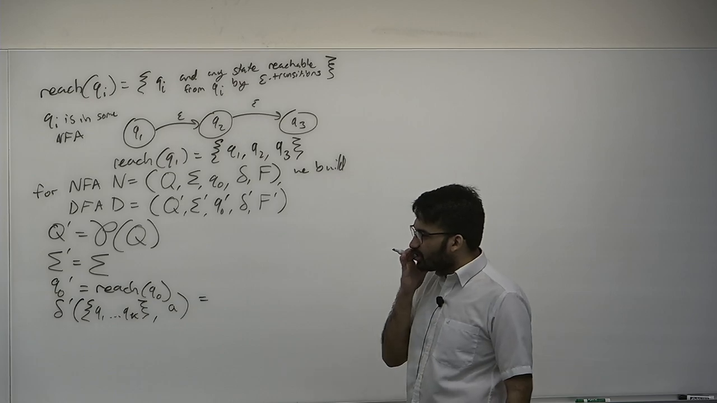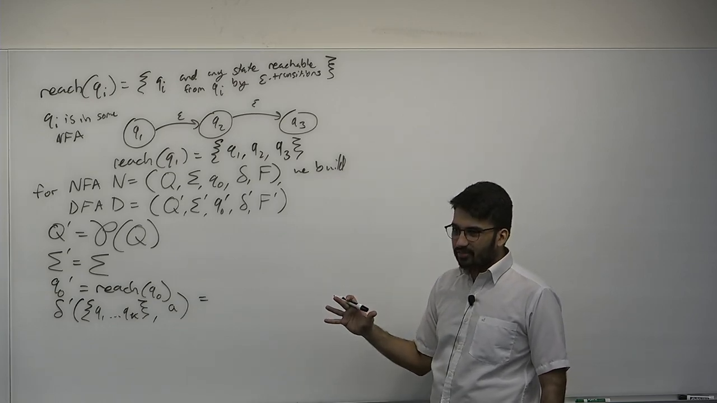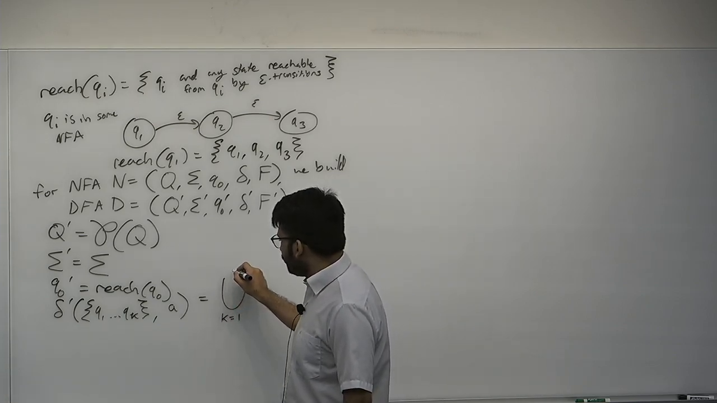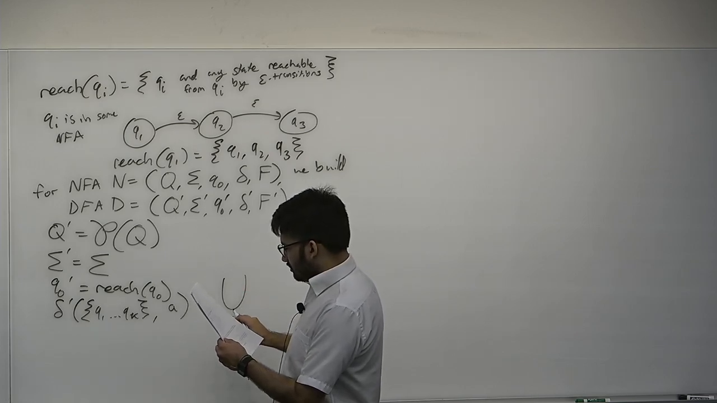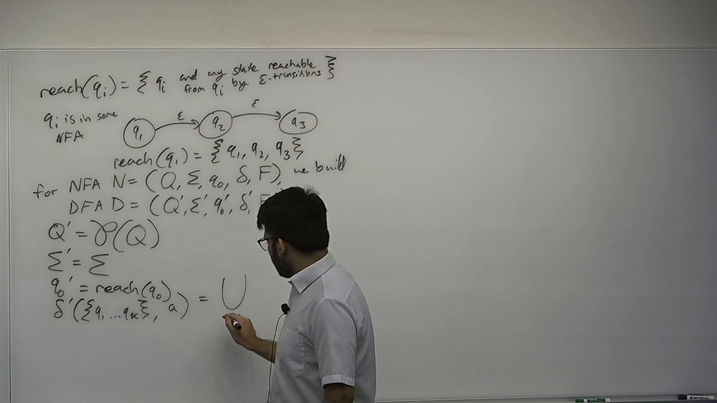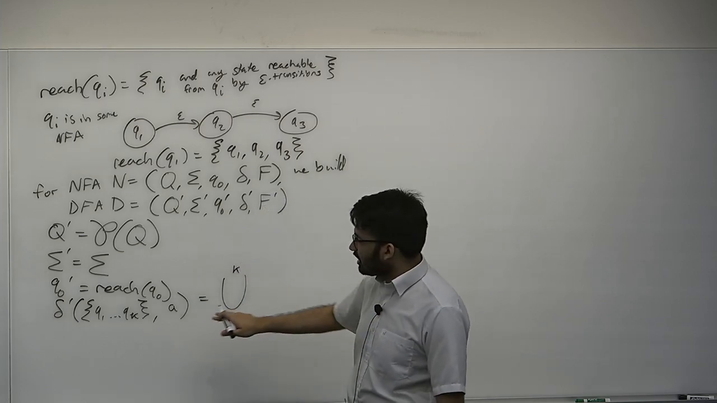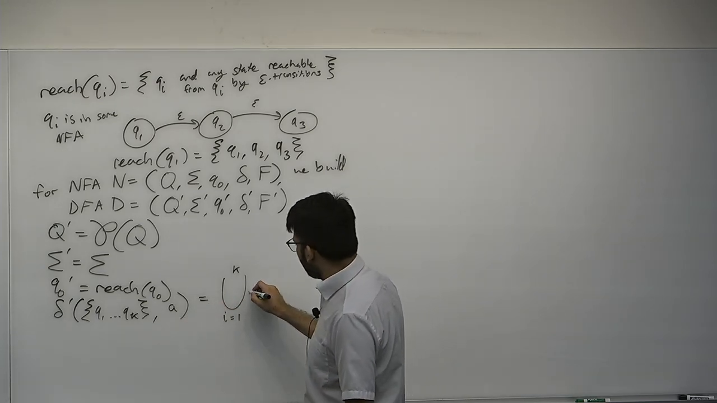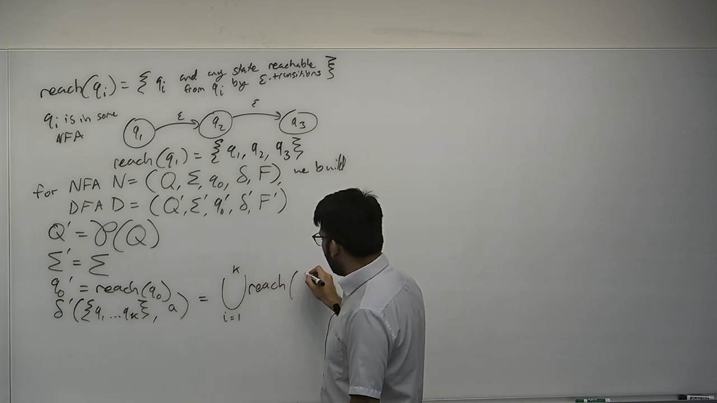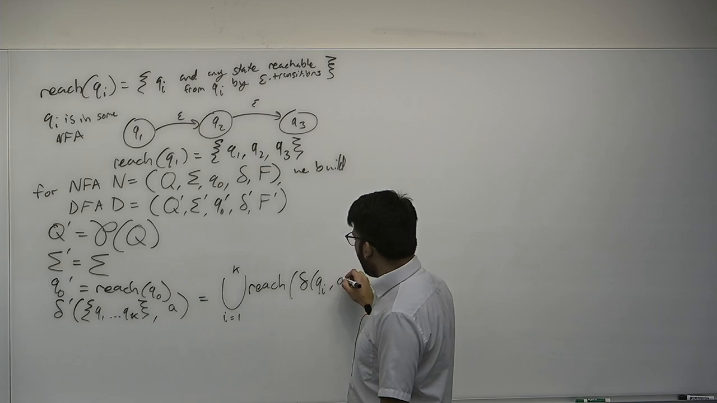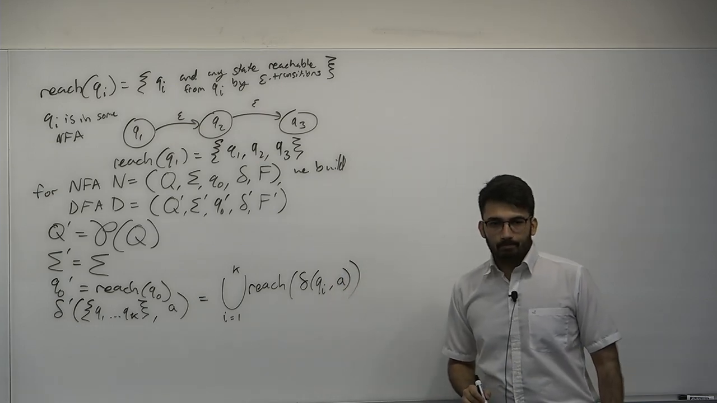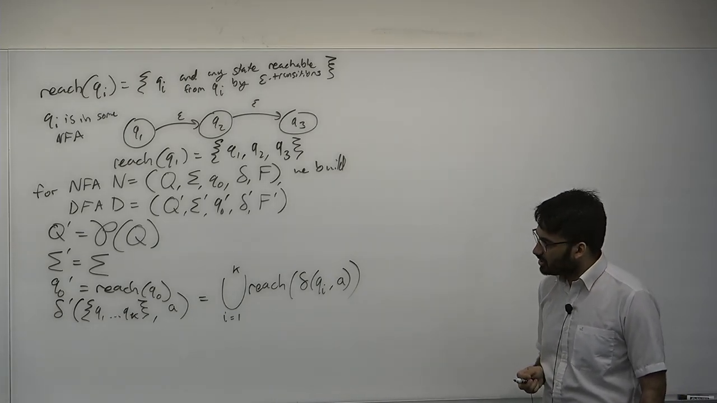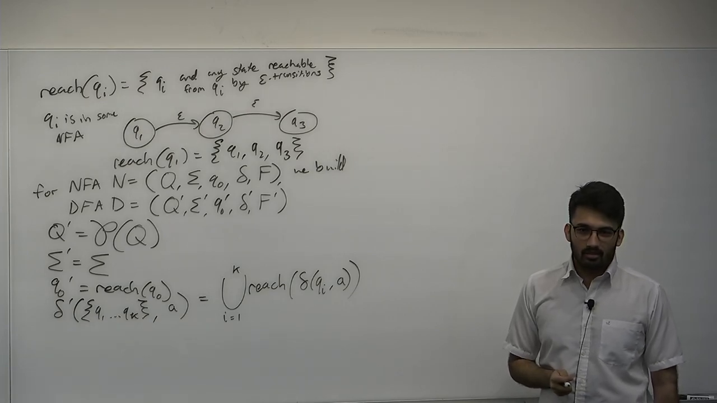So what this is going to be is the union of the set of states you could be in that way, right? So we're going to call this the union of i equals 1 to k of, and it's not going to be just the transition of the states themselves, but it's going to be the reach of those states. So it's actually going to be the reach of delta of qi, comma a. That may seem like an arduous and long and not clear transition function, but it will make more sense when we do the example, because it's quite clear when we do the example.